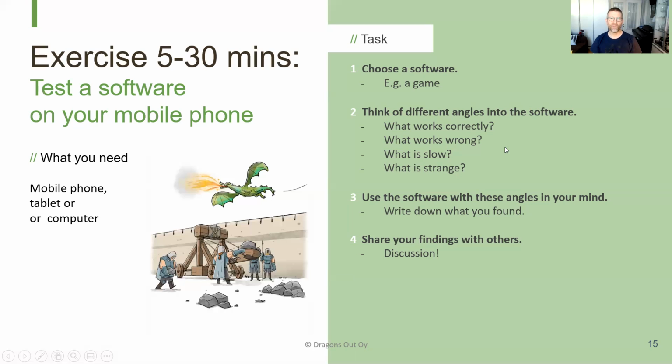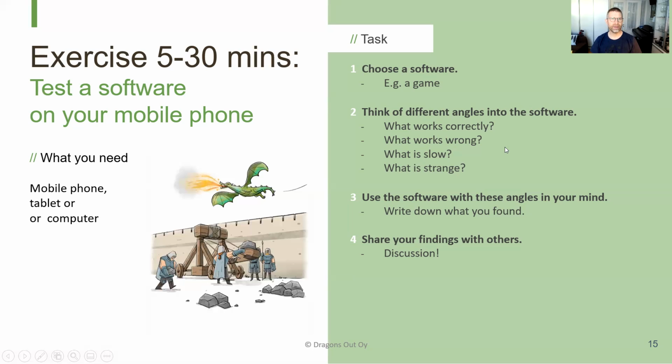So let's try. What is testing? Now you can test something. So we do it by choosing whatever software you like. It could be a game, it could be some app on your phone or tablet or computer, anything you have available. You can do it as a pair, as mentioned earlier. And try to think of different perspectives. Maybe you want to try to find something strange, or maybe you want to understand if the software or app is slow or fast. Give it a try. Think about these angles, and then keep these angles in your mind and go through the software, the app.